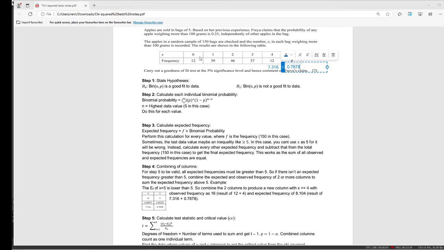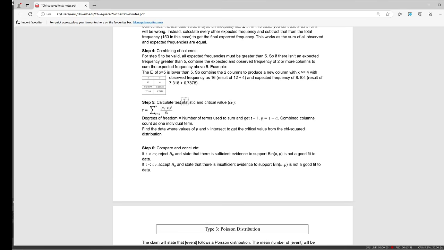And now you're going to get 0, 1, 2, 3, 4. You're going to get 1, 2, 3, and then you're going to say x greater than or equal to 4. Okay, it's become an interval now. X greater than or equal to 4, x less than or equal to 5. So it's become an interval now, and our observed frequency will be 12 plus 4, which is 16.